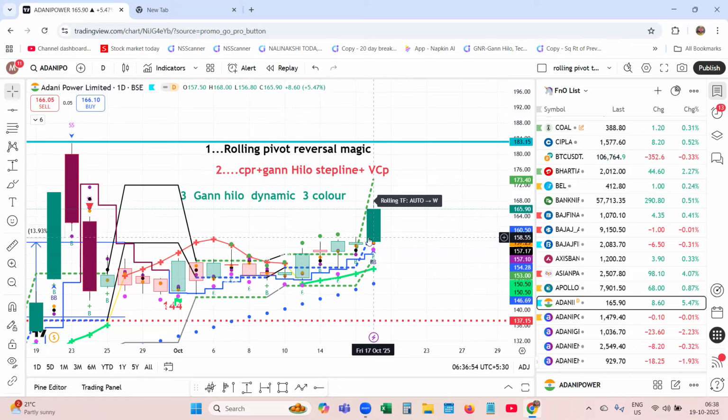For an intraday trader also, for an option trader also, if they would have observed, this is a single day gain they could have made. I don't know whether it is in options or anything, I'm just telling that. Single day gain 157 to 167, a single day 5%.